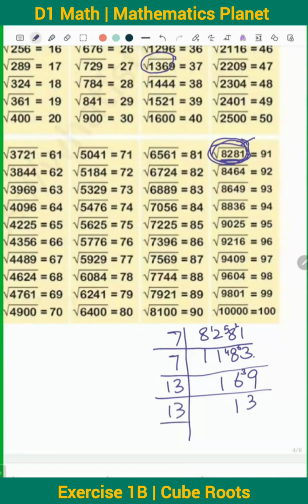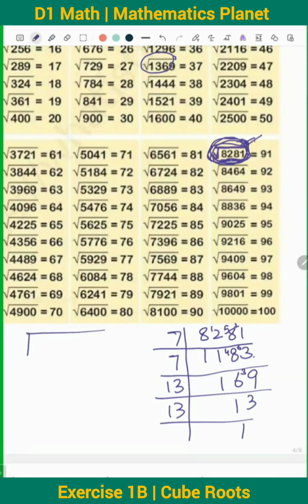So one of the students asked about bigger numbers. How do we know which square number has which square root? So this is 8281. I do the prime factorization. Now I have the square root. Inside the square root, I can write 8281.